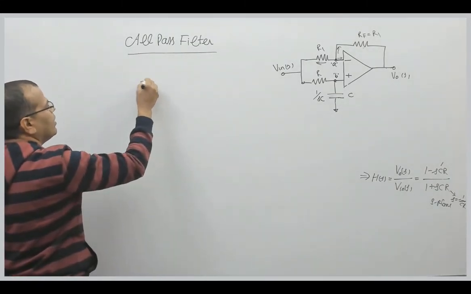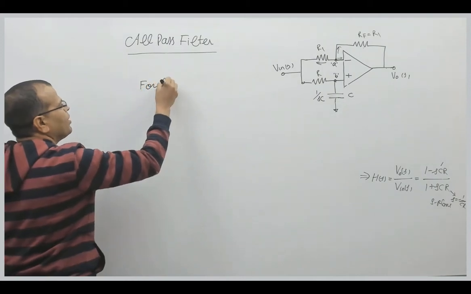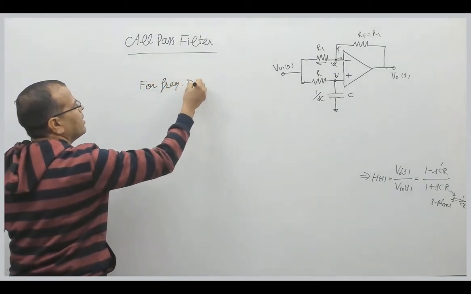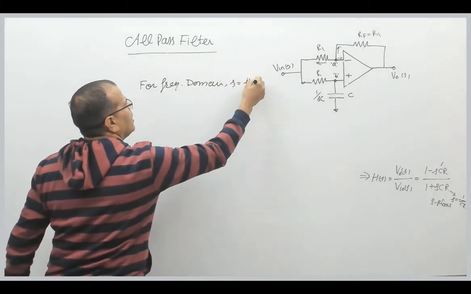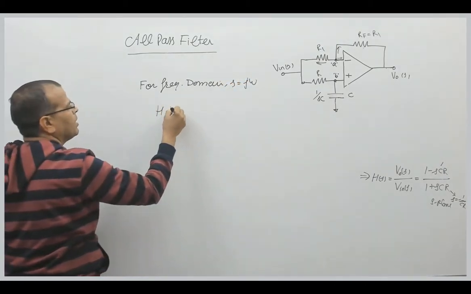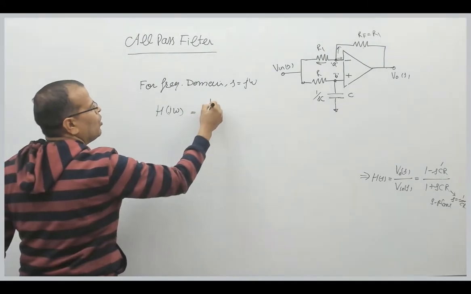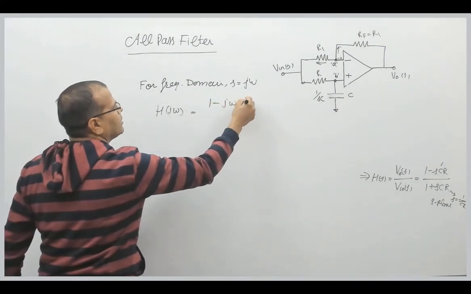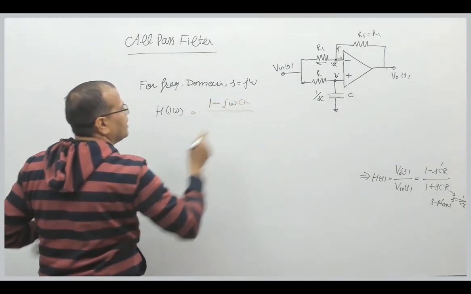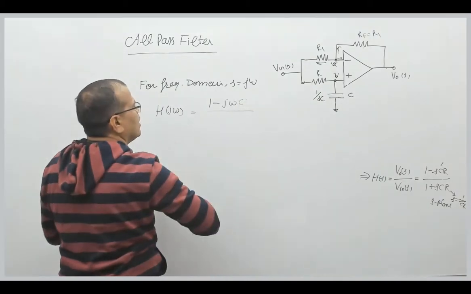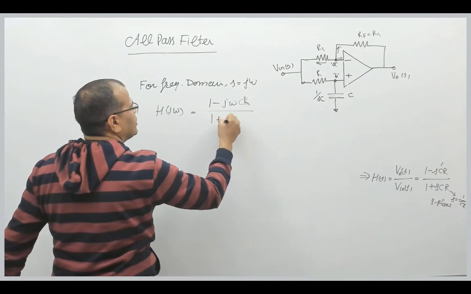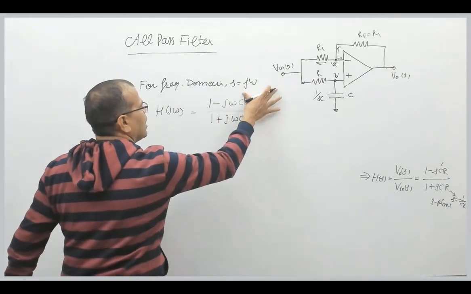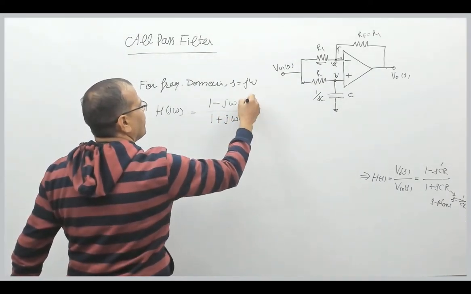For the frequency domain, what is S? S is equal to j omega. So the transfer function becomes H(j omega) equal to 1 minus j omega CR divided by 1 plus j omega CR. That is what you have, right?